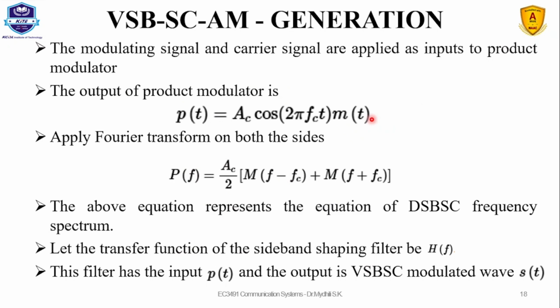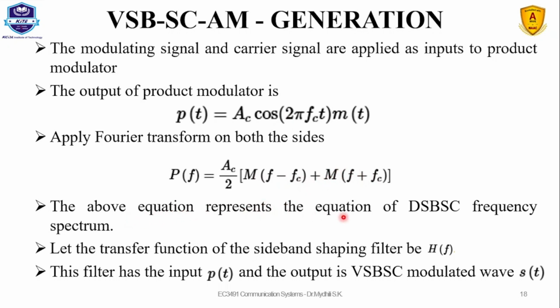Coming to how it is obtained mathematically, the message signal and the carrier signal are applied to the product modulator. The product modulator output is considered as p(t), which is the carrier signal times the message signal m(t). Applying the Fourier transform on both sides, because we are going to consider the frequency representation, p(t) becomes P(f) equals A_c/2 into M(f minus f_c) plus M(f plus f_c). So the upper sideband and lower sideband are generated.